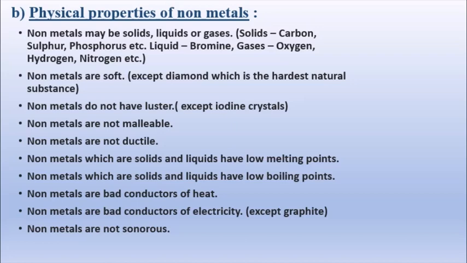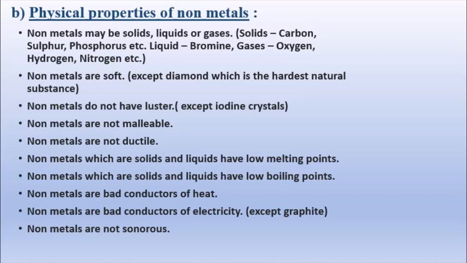Non-metals are also bad conductors of heat and electricity. So we know this is the reason why utensils like the tawa have a plastic handle or a wooden handle, so that it does not carry the electricity or the heat to it.